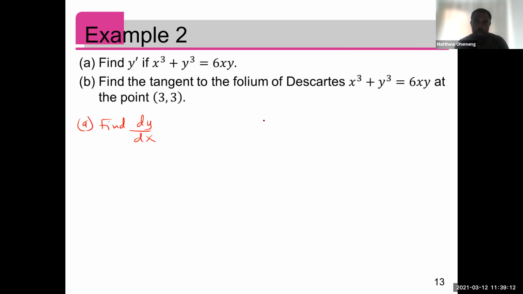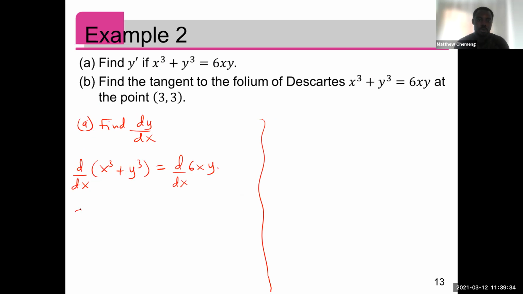So what do I do? Let me separate this into two. The first thing I'll do is note that y prime is d over dx of y, so just do d over dx of both sides. So I have d over dx of x cubed plus y cubed equal to d over dx of 6xy. For the left-hand side, this is a sum rule, so I'll do d over dx of x cubed plus d over dx of y cubed, equal to d over dx of 6xy on this side.